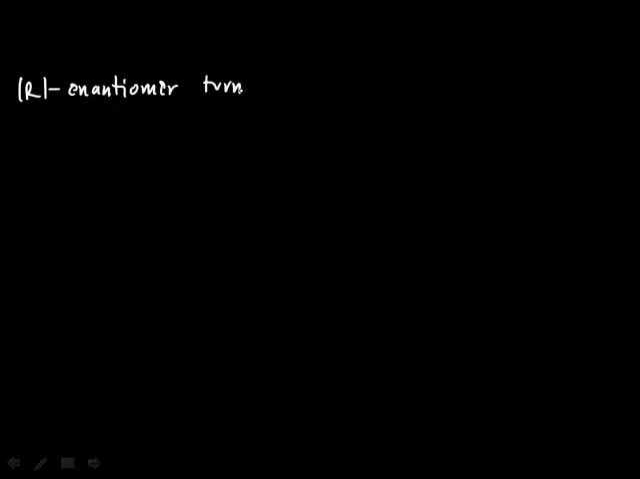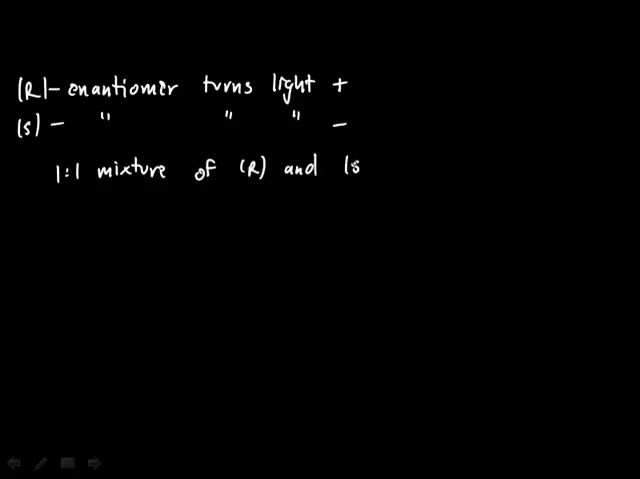And so if we said that a certain enantiomer, let's say the R enantiomer, turns light clockwise, and this is completely arbitrary again, while the S enantiomer turns light counterclockwise. The question is, what would happen if we had the one-to-one mixture of R and S of the same compound? Well, basically the two rotations would cancel each other out, and the resulting alpha would be zero.